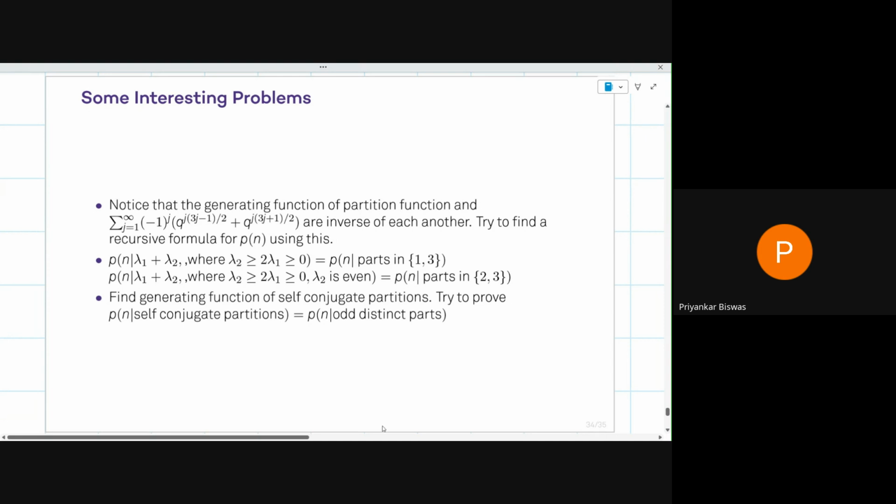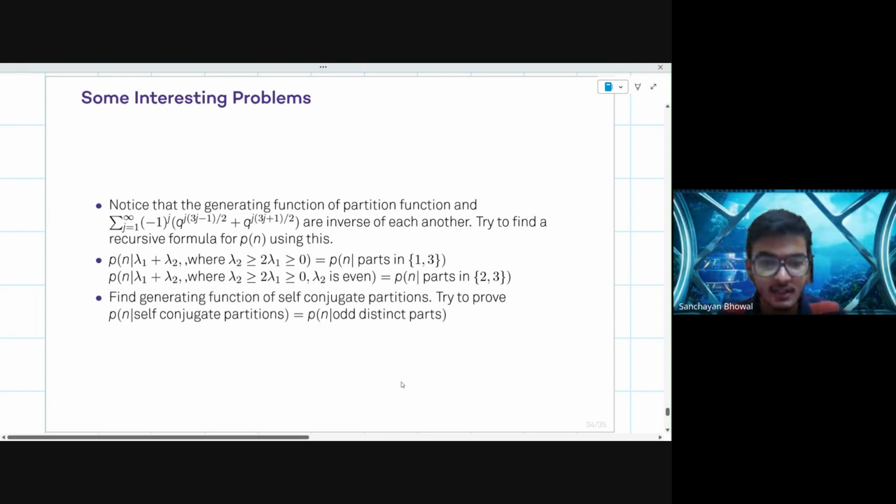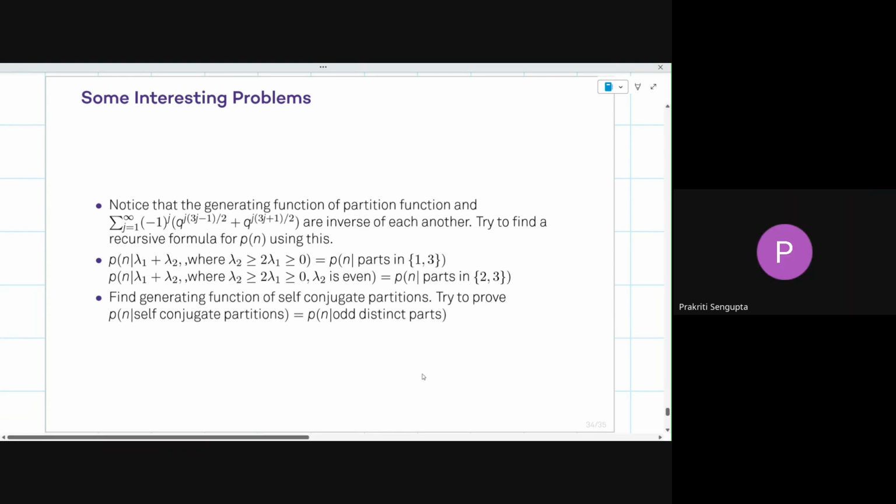Thank you, Priyankar, for your wonderful talk. Someone has a question, go ahead. What are self-conjugate partitions, like the third one? Oh, a self-conjugate partition is one where the Ferrers graph is symmetric. Okay.